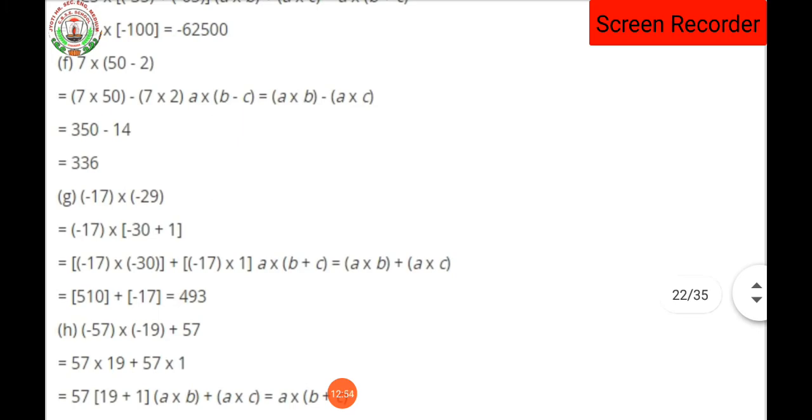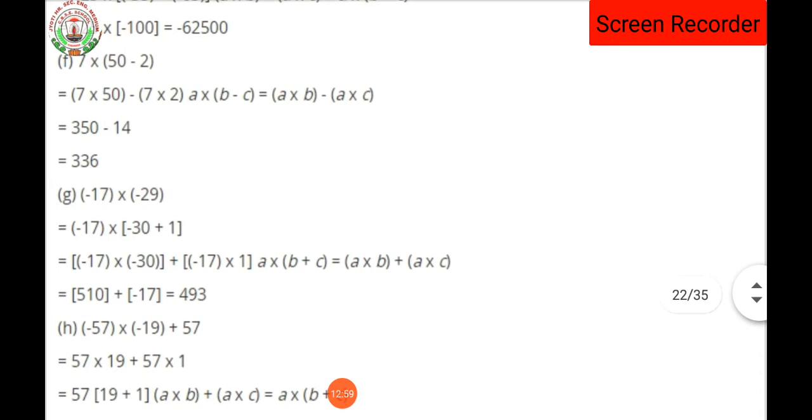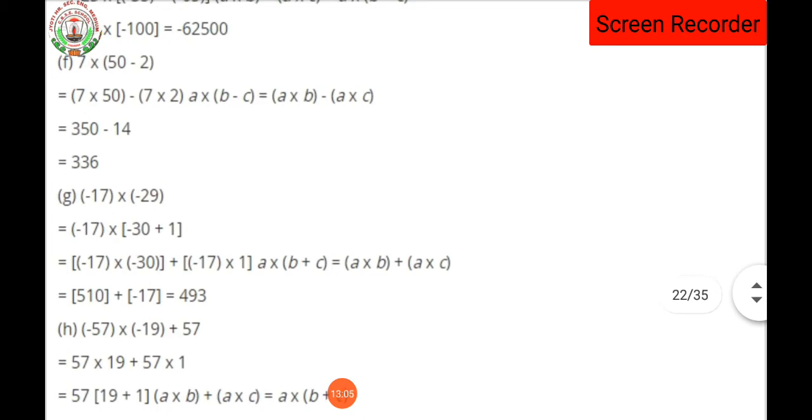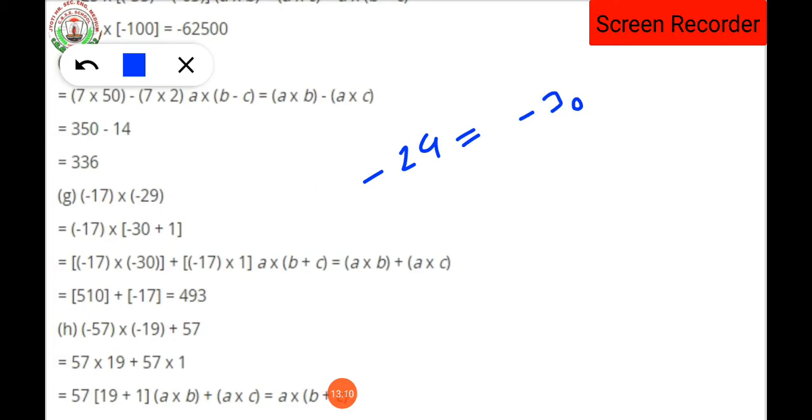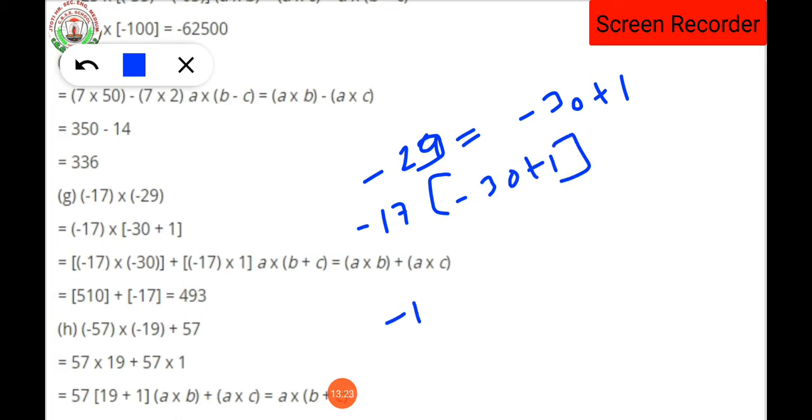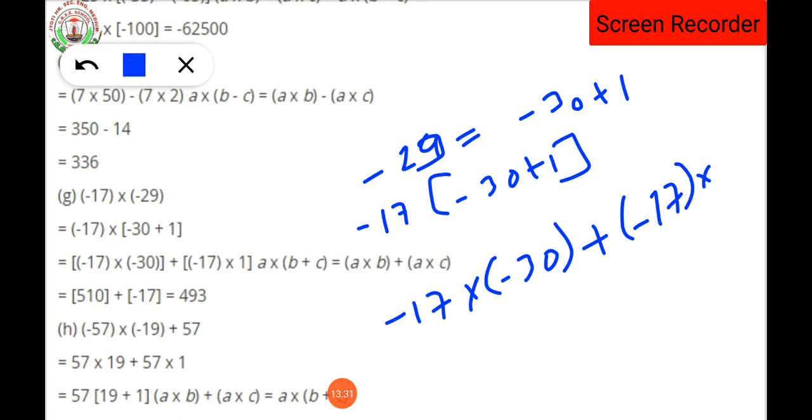Then again in the G part, minus 17 into minus 29 is here. So, again as in the above question, 102 was split as 100 plus 2. Here we are going to split minus 29. In order to split minus 29, how to do it? Minus 30 plus 1, so that the answer is minus 29. Now, using the distributive property, that is minus 17 into minus 30 plus minus 17 into 1.